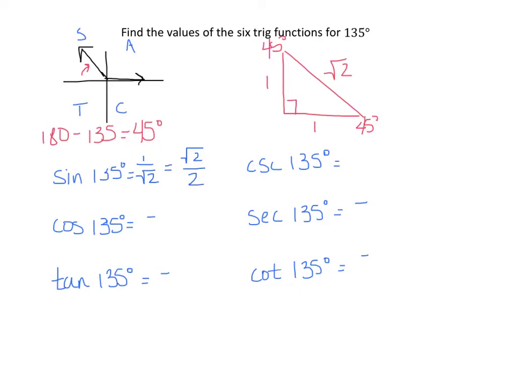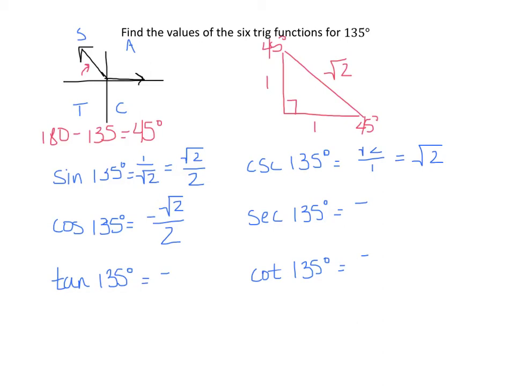If I take the reciprocal of that, I will actually take the reciprocal of my original because there's less work to do. And this gives me the square root of 2 over 1, which is simply the square root of 2. When I look at the cosine again, if I take cosine of this 45-degree angle, adjacent over hypotenuse is 1 over the square root of 2. It's exactly the same as the one above it, so this will be the square root of 2 over 2 as well. However, because this is located in quadrant 2, the cosine will be negative.